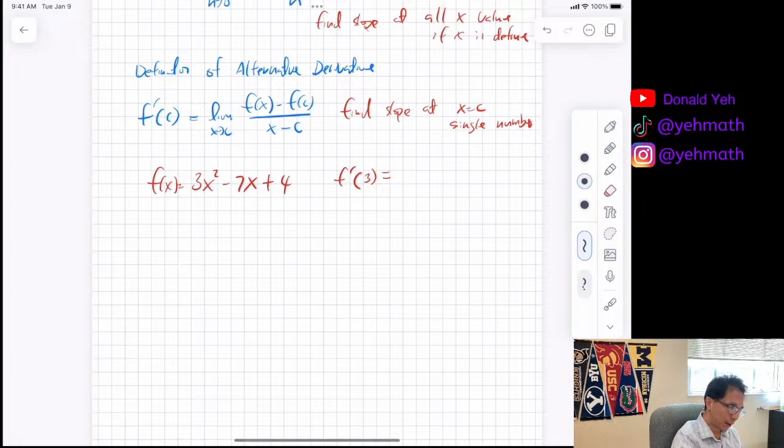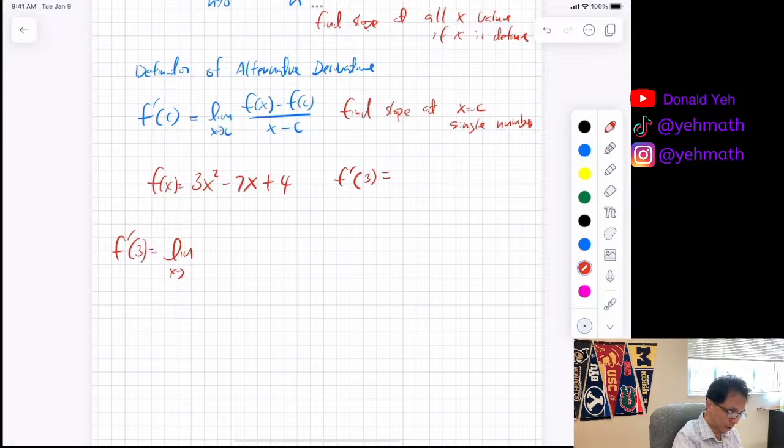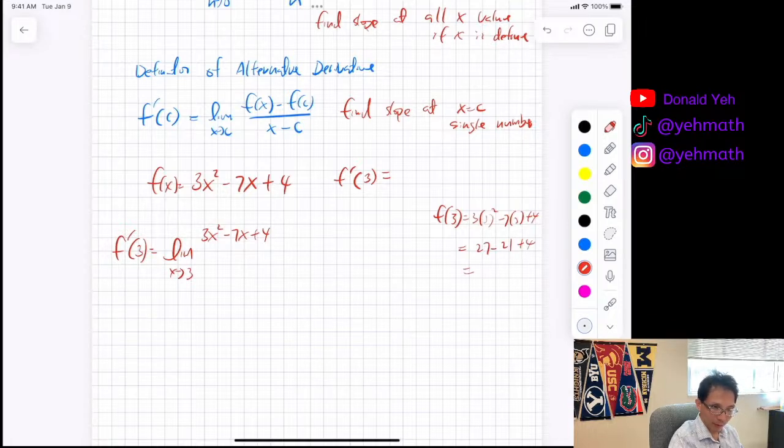First, I'm going to say limit as x approaches 3. And then this is the f of x. I just write down the function. What is f of 3? That's equal to 3 squared minus 7 times 3 plus 4. What is that? 27 minus 21 plus 4 is 10. So minus 10, over x minus 3.